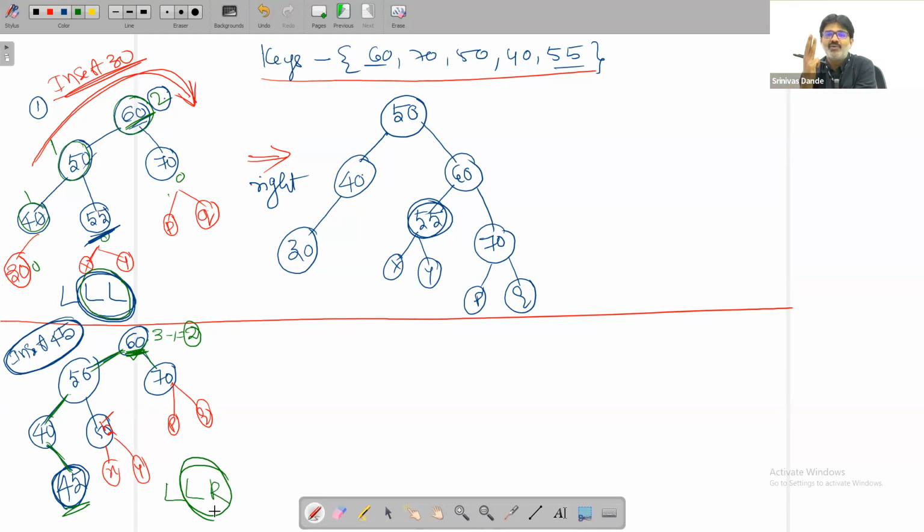LR rotation is a double rotation, a two-step process. So first the left side rotation, then the right side rotation. So first do the left, guys. So what do we do for left now? This 45 on the left side has to go like this, right? Go like this.